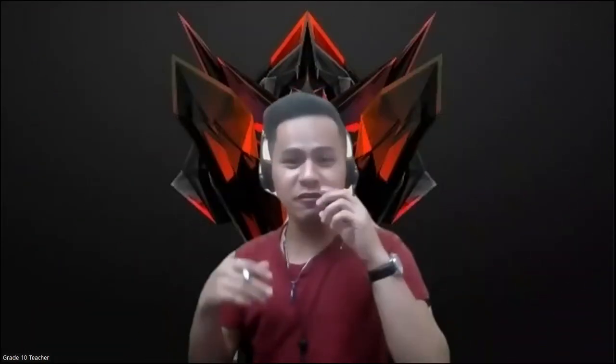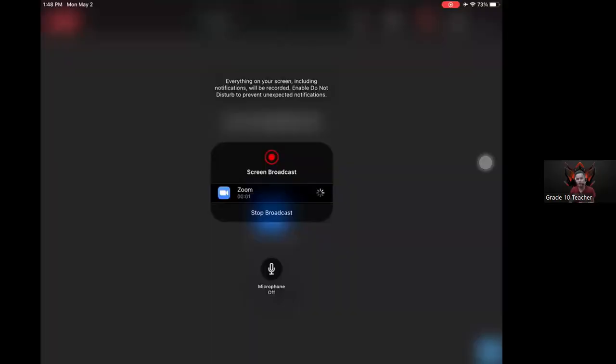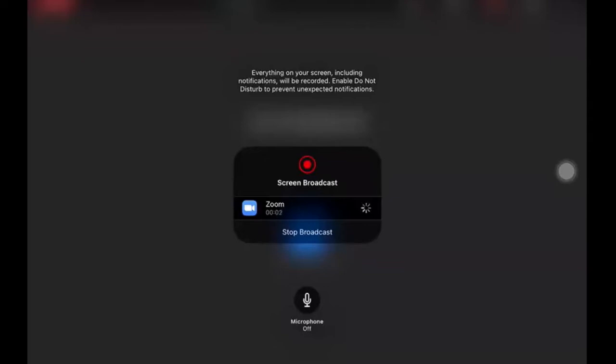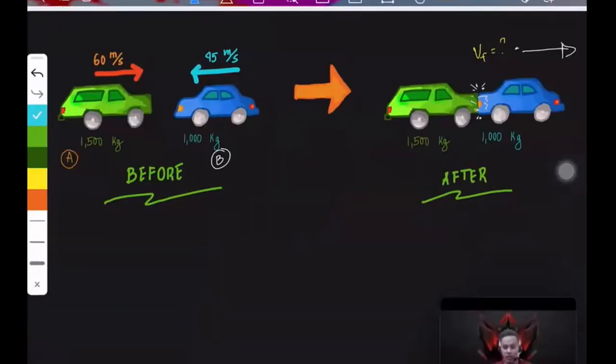So for this part of the video, we will be talking all about the inelastic collision. Inelastic collision is different from the elastic collision because when you check after the collision, the bodies now have the same velocity. So let's have a sample problem here.